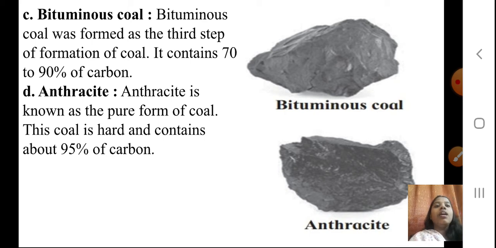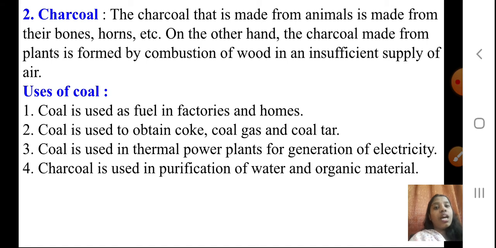Now we will proceed with charcoal. What is charcoal, students? You have heard the word before also. The charcoal that is made from animals is made from their bones, horns, etc. On the other hand, the charcoal made from plants is formed by combustion of wood in an insufficient supply of air. You know this, students.